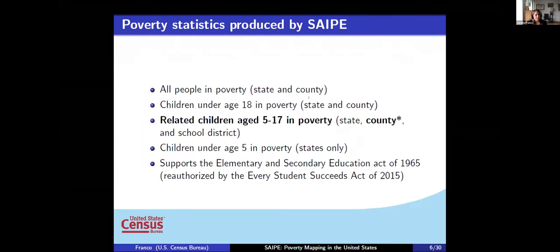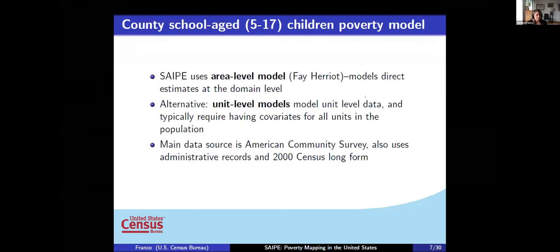SAPI produces several statistics. I'm gonna focus on related school-age children in poverty at the county level. First, because I've done most of my research on this model, second, because I think it's very much of interest here, and third, because I don't have time to cover all of them, but I'll mention a little bit about the state model. The model is a Fay-Herriot area model, which Andres already discussed a little bit. It's an area level model, so it models the direct estimators rather than the unit level data. The advantage is that you don't need covariates from all the units in the population, and typically you do when you're trying to do a unit level model.